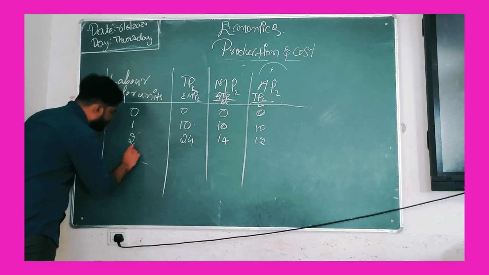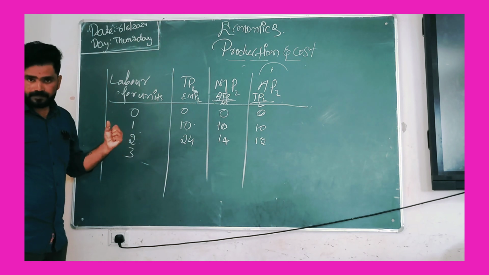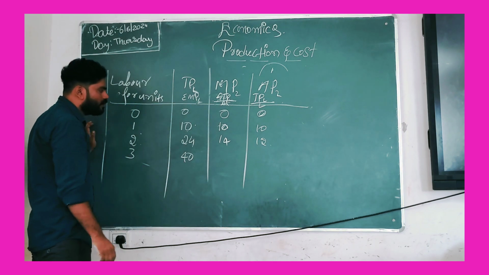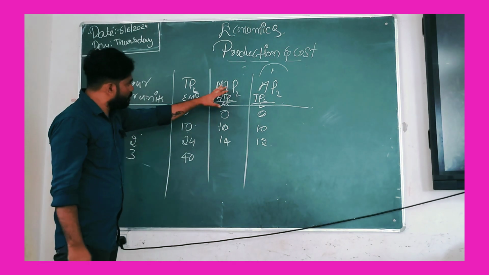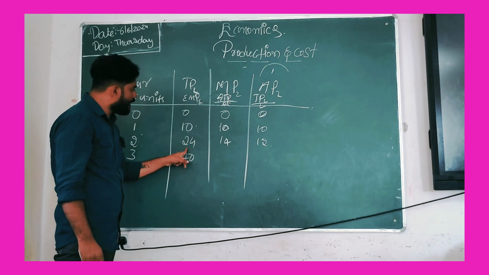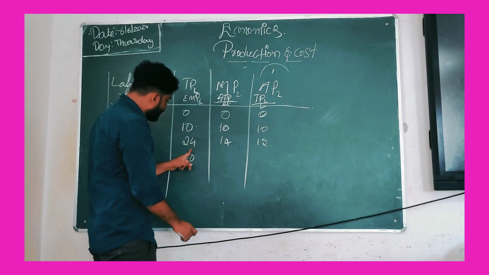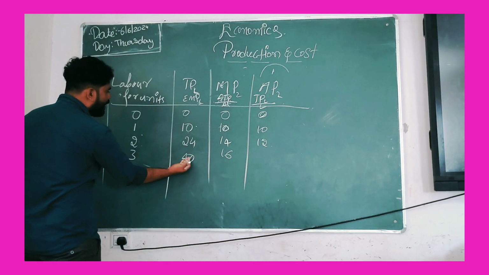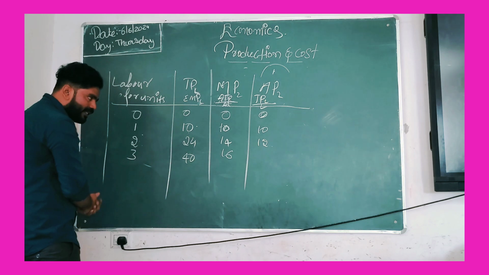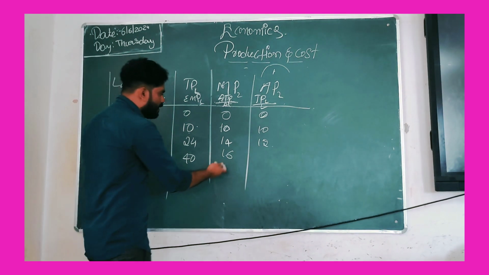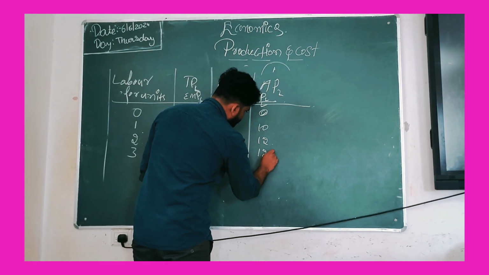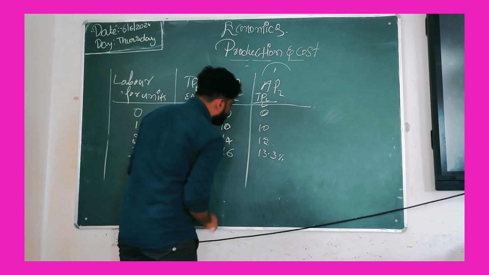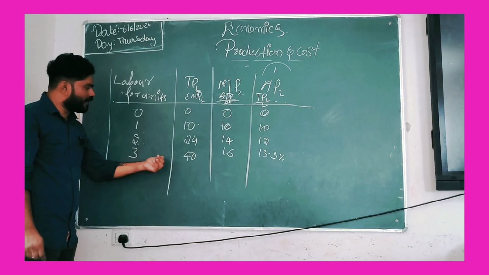Next, if the firm uses 3 units of labor, the total product is 40. Next we move on to marginal product: 40 minus 24 is 16. Again, the same, we divide: 40 divided by 3 is 13.3.